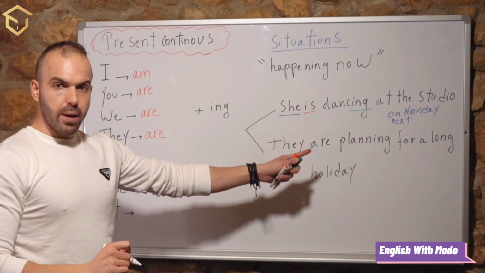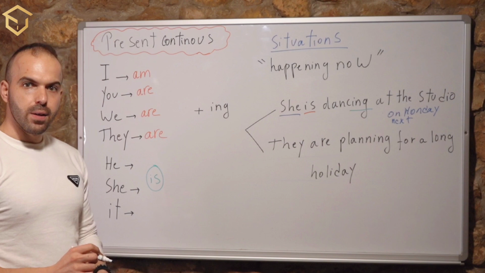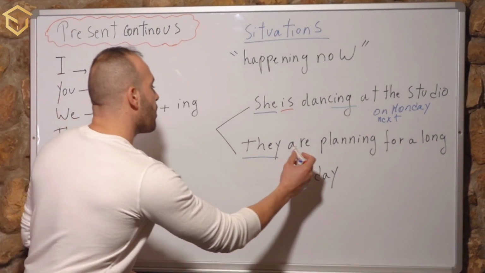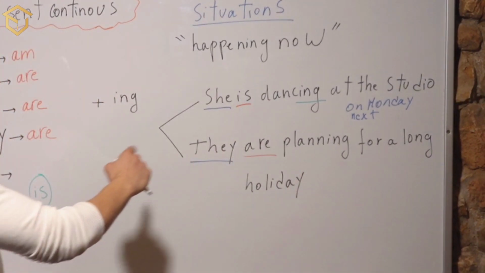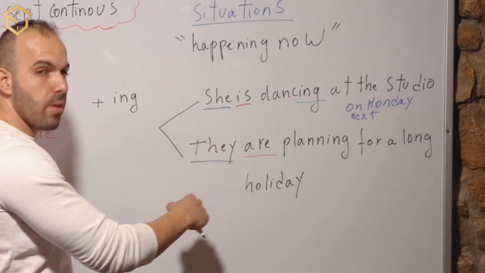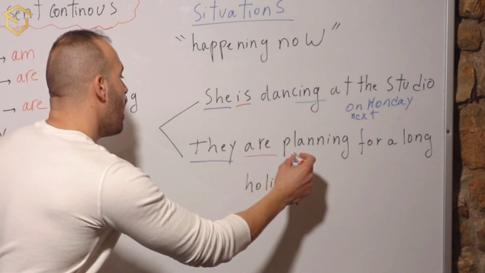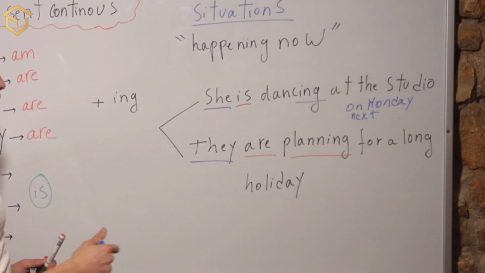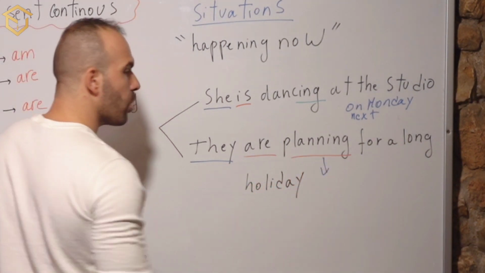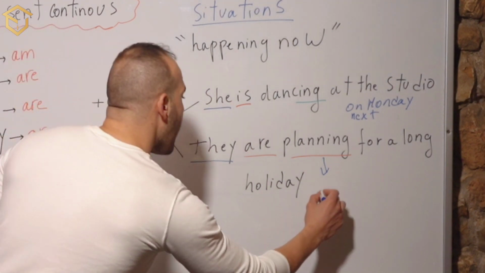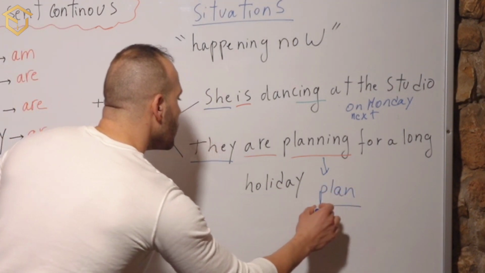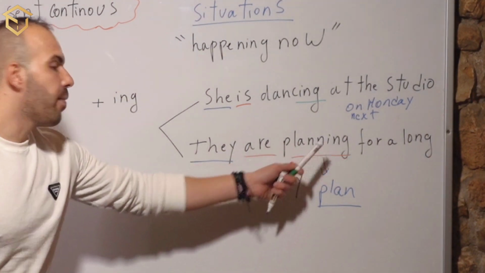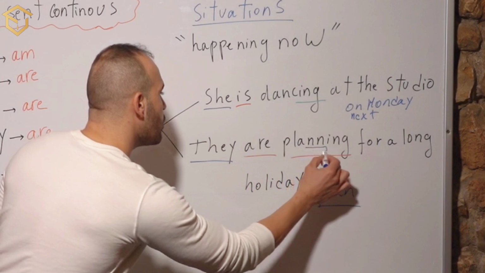They are planning for a long holiday. So as you can see, we have they, the subject pronoun. We have are, the auxiliary verb or the helping verb. And we have planning, the main verb here. Planning is actually derived from the verb plan. You might be wondering right now, why did we double the N in here? As you can see, we have 2 N.